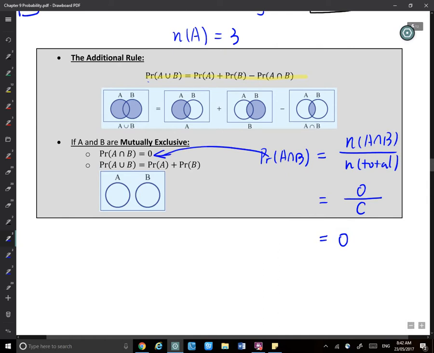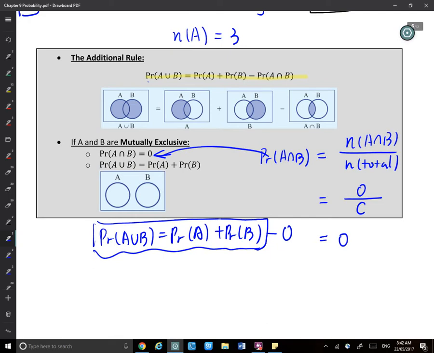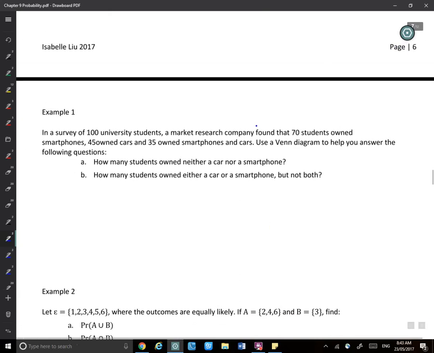Therefore, probability A union B equals probability A plus probability B, subtract A intersects B, which is 0. So for mutually exclusive events, that is just A plus B. You can see there's no intersection, so you just add everything only once. You don't need to subtract anything. So those are some basic rules.